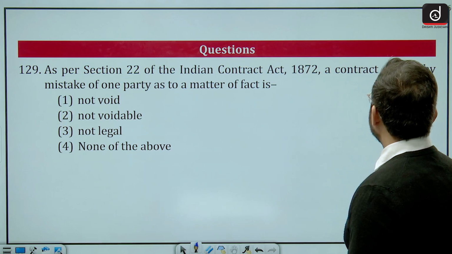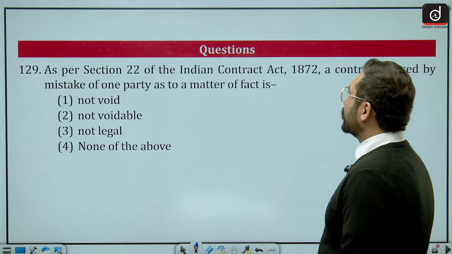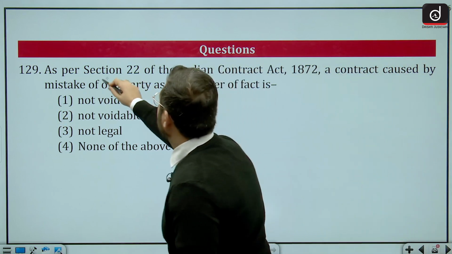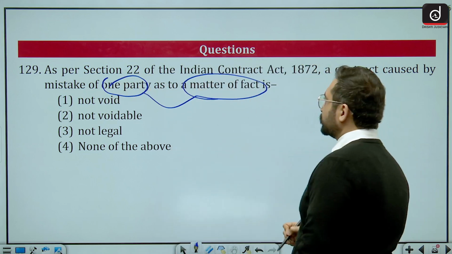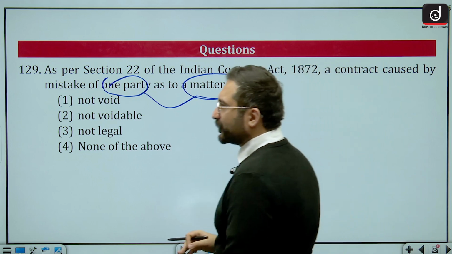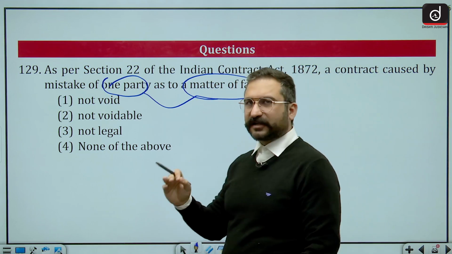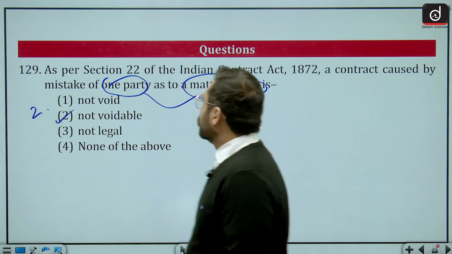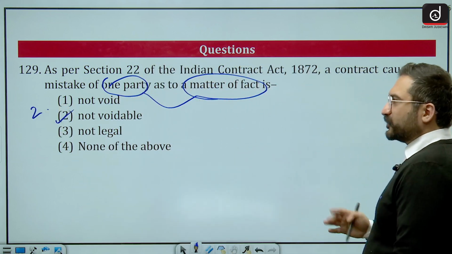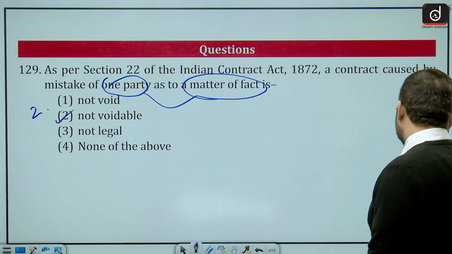Section 22 of Indian Contract Act, a contract caused by mistake of one party as to matter of fact. देखिए जब एक पार्टी matter of fact में mistake करती है तो वो legal होता है contract. But the term written there is not voidable. ये रहा जी word 2. Not legal तो नहीं हो सकता, not void भी नहीं है, not voidable is the exact term written there.